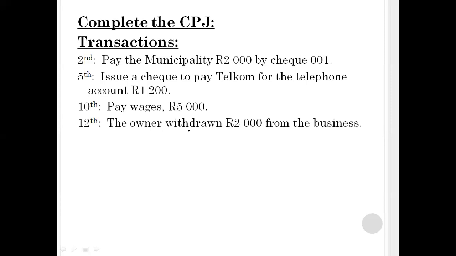Okay, so the owner withdrew 2,000 Rand from the business. So when the owner withdraws something for his own personal use, then we call it drawings. Right, but how are we going to enter it into the CPJ?